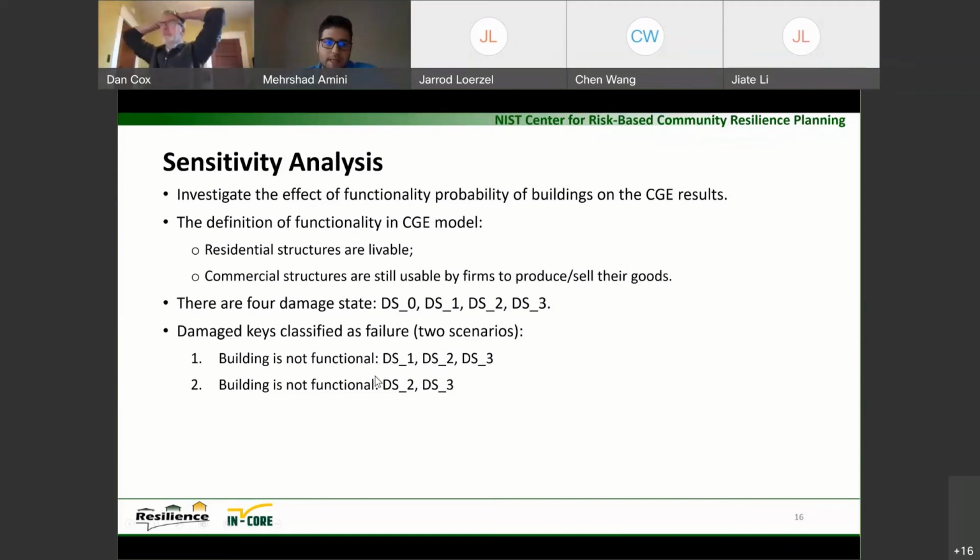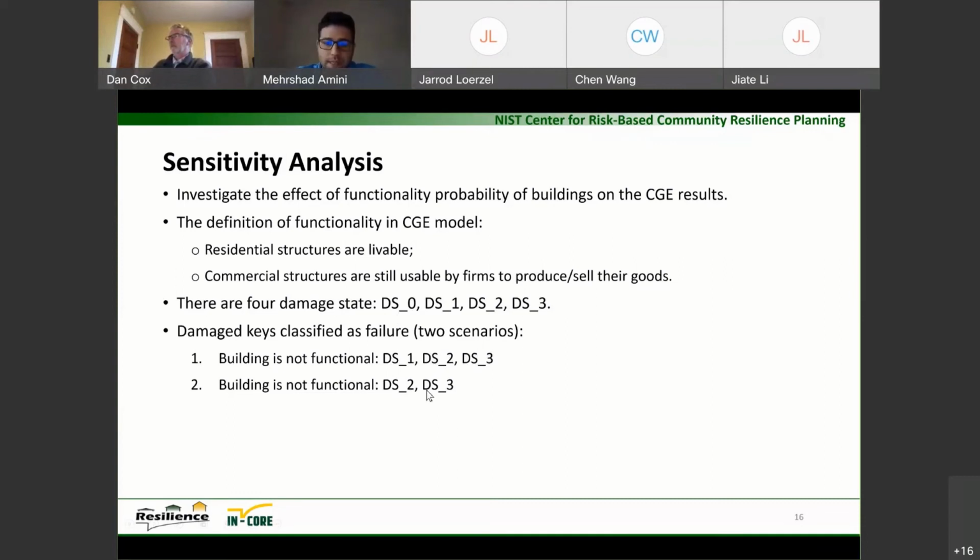The first one is building is not functional in damage states 1, 2, and 3, which we have seen some results for in previous slides. And scenario 2 is building is not functional if located only in damage states 2 and 3.